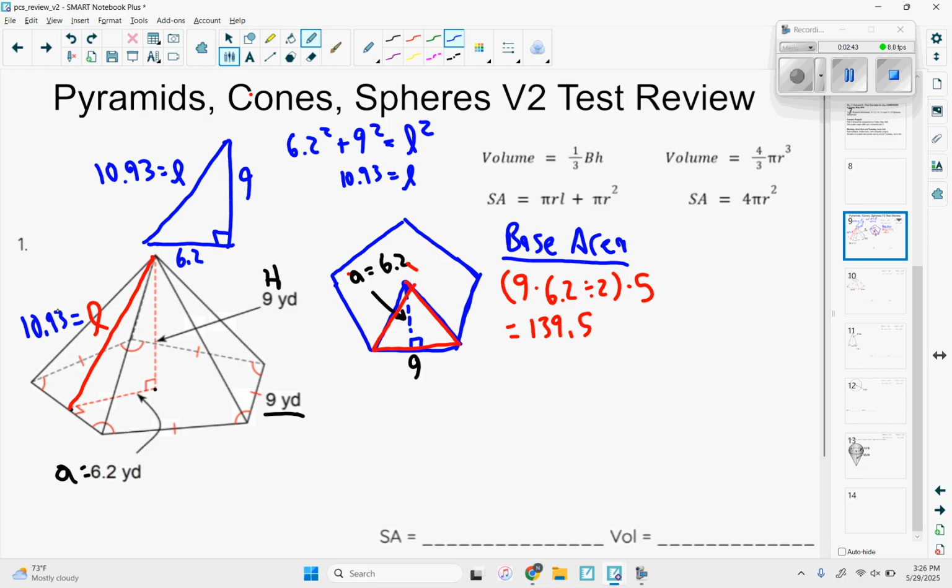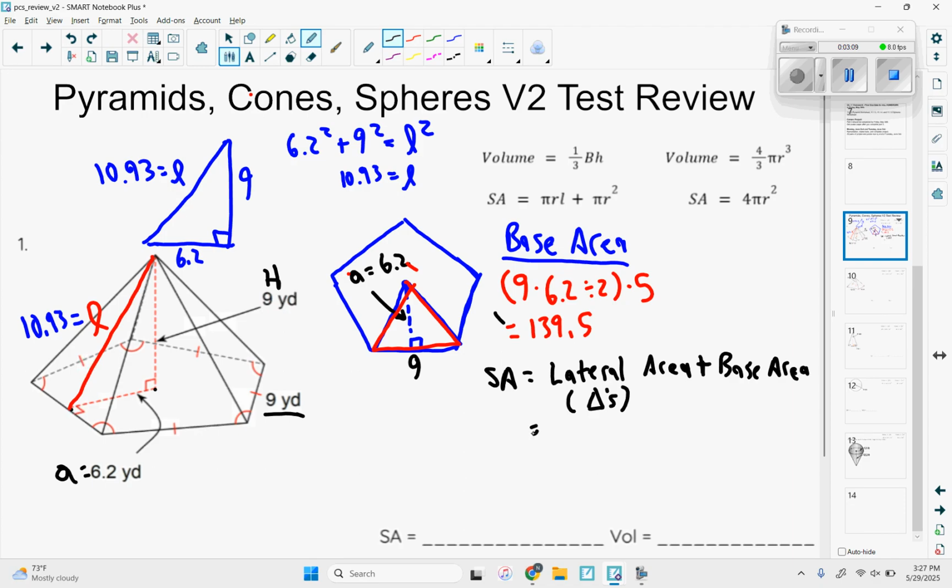Now we have all the parts that we need to do our surface area and volume. Surface area. Surface area of a pyramid, you're not given the formula because it is just the lateral area. And when I say lateral area, that is the triangles that go around your pyramid, plus your base area, which we just found.